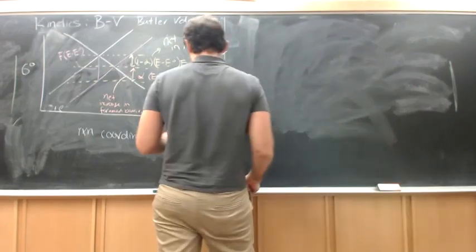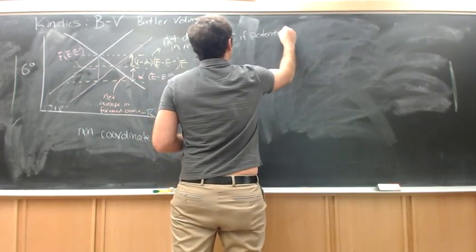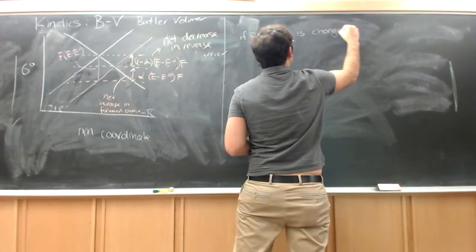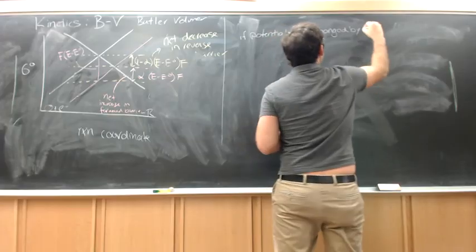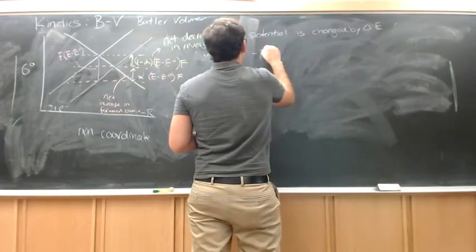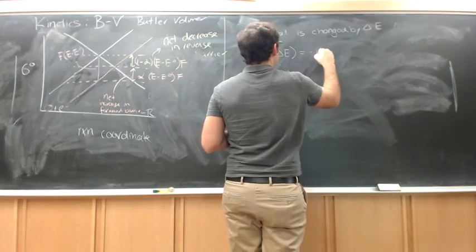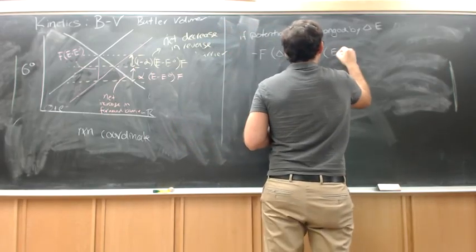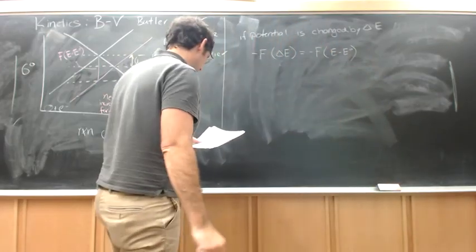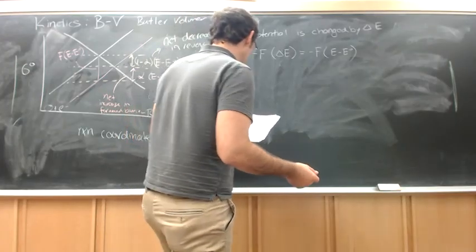Okay, so if potential is changed by delta E, then negative F delta E equals negative F (E minus E naught). Okay, so that's the change in the electrode potential and the change of the free energy. The reactant curve goes down.